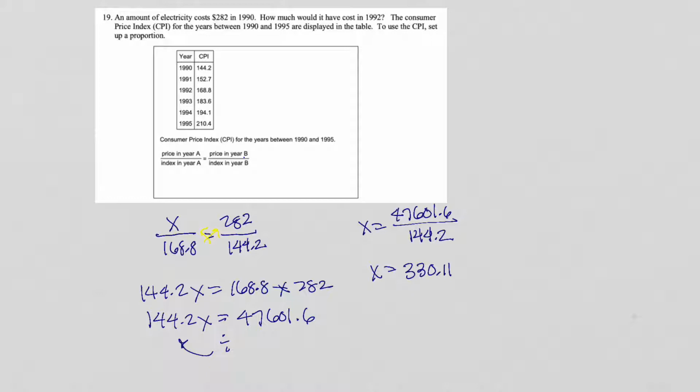Now, what is this X? Follow it all the way back. That was the price in 1992. So we got our price in 92. What we're being asked is, how much would it have cost in 1992? So the answer is not X equals this, but rather the answer is $330.11.